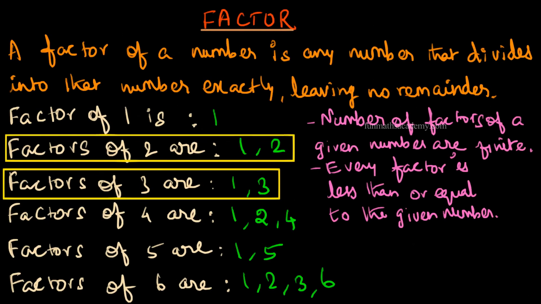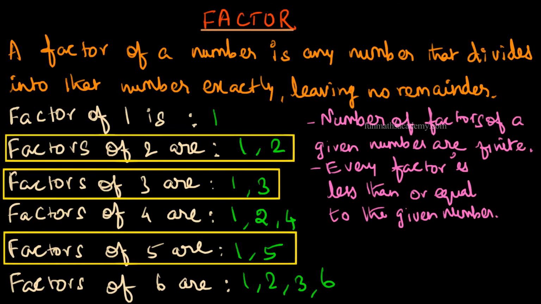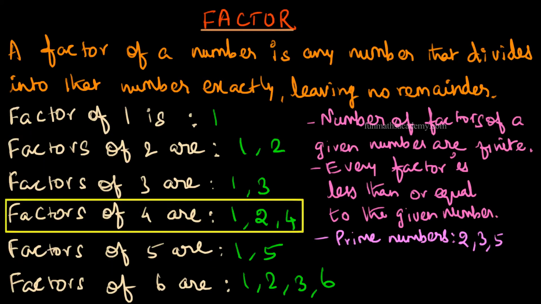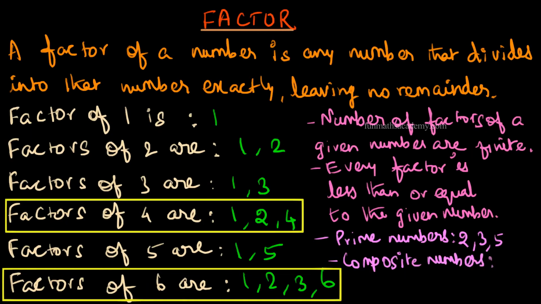A number which has only two distinct factors is called a prime number. For example, here 2, 3 and 5 are prime numbers. Also, a prime number has only two factors, right? One factor will be the number 1 and the other factor will be the number itself. A number which has more than two factors is called a composite number. For example, here numbers 4 and 6 are composite numbers.